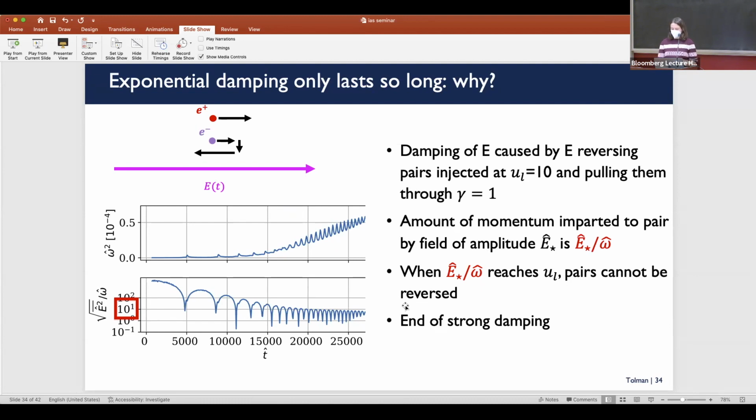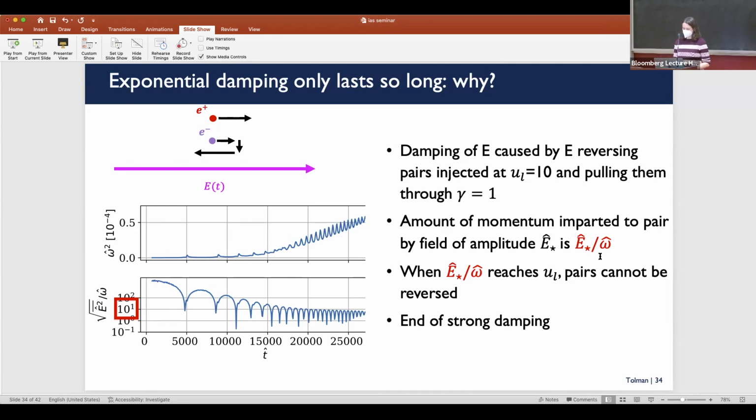So if you look at how much momentum an electric field in an oscillation can give to a particle that's participating in that oscillation, it's given by the value of the electric field strength. Here I've called the amplitude E-star. So it's given by the electric field amplitude over the frequency. If you're a plasma physicist, you may know this parameter as a quiver velocity, a jitter velocity, or a wiggler a parameter. It has different names in different subfields.